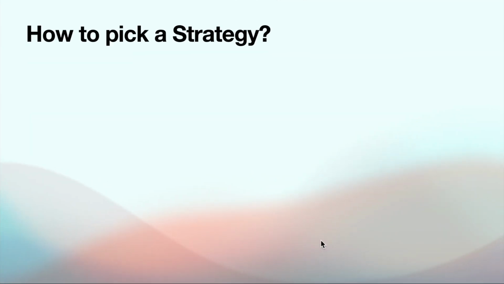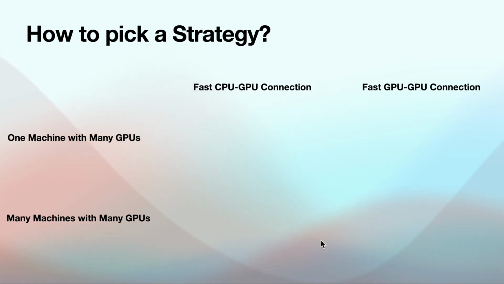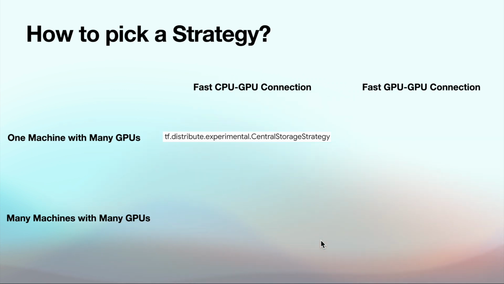Now that we know how to use these strategies in code, how would you go about picking a strategy? Picking a strategy depends a lot on your situation. You could have one machine with many GPUs or many machines with many different GPUs. You could either have a fast CPU-GPU connection or you can have a fast GPU-GPU connection. If you fall in the first block, which is that you have a fast CPU-GPU connection and you have all your GPUs in one machine, central storage strategy would be the best for you.